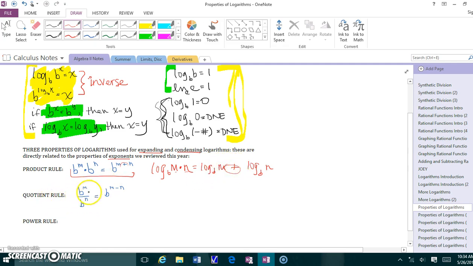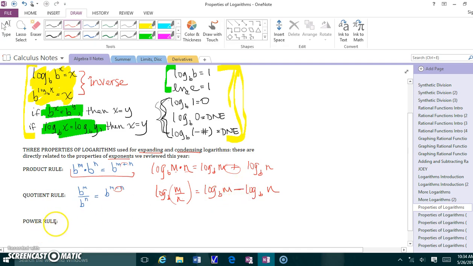The quotient rule for exponents we've seen before. If we are dividing, then the exponents get subtracted. So similarly, if I have a log base b of m over n, what I'm going to do is give each of these things their own logarithm because I'm expanding right now. And just like here when I subtracted, I'm going to subtract here.